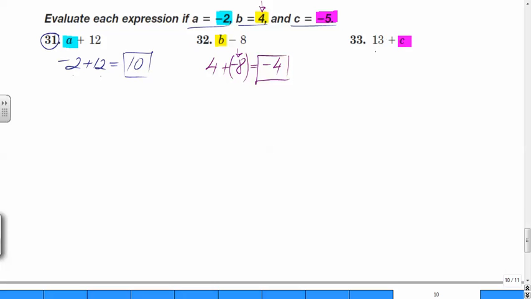13 plus c. 13 plus your c is negative 5. You're adding two integers with different signs. Your answer will be positive, having the sign of the largest one, right? And just subtract 5 out of 13, which gives you 8. Okay, and that's the answer for this problem.